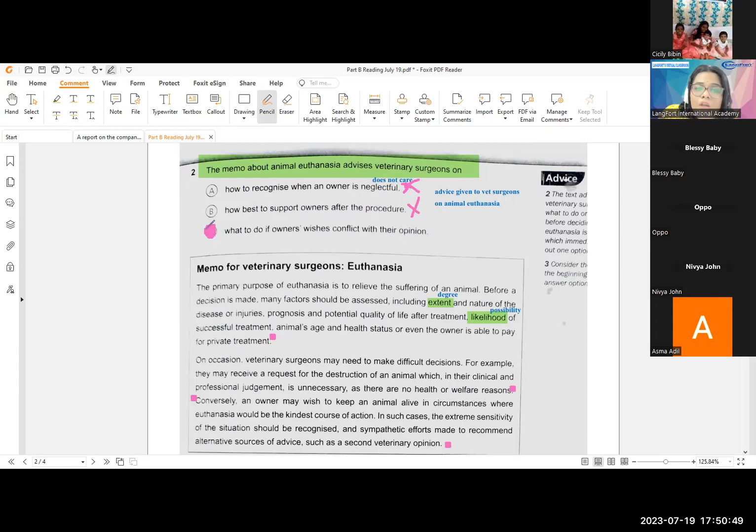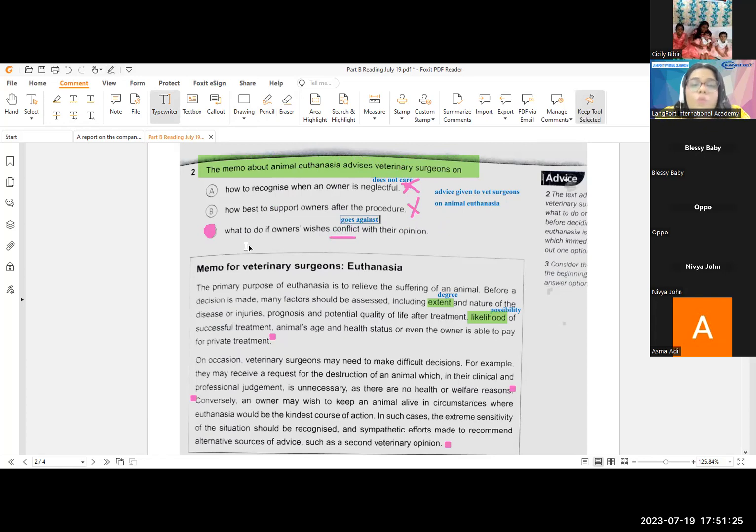But can you read the option with the question for me, Jyoti? Yes, ma'am. The memo about animal euthanasia advises veterinary surgeon on what to do if owners wishes conflict with their opinion. Conflict means goes against or does not agree. So if the wishes of an owner do not agree with the veterinary surgeon's opinion, right? Last sentence, right? They can ask for second opinion. See the option, all of you. When I say something conflicts something else, it goes against.